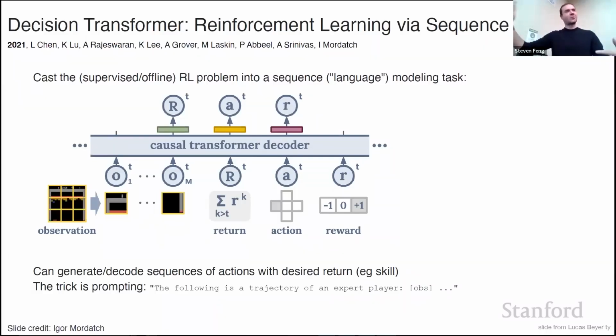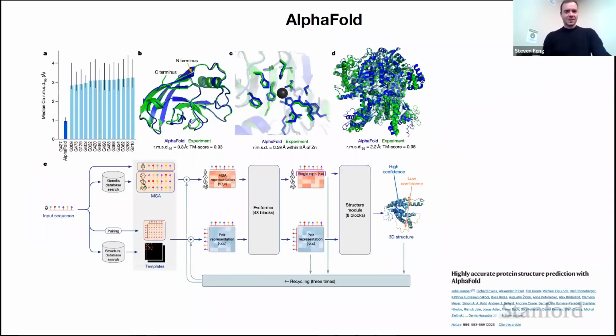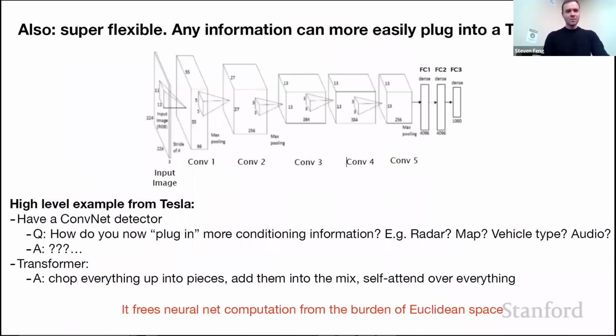And then you can use that for planning later. That works pretty well. Even things like AlphaFold. So we were briefly talking about molecules and how you can plug them in. So at the heart of AlphaFold computationally is also a transformer. One thing I wanted to also say about transformers is I find that they're super flexible, and I really enjoy that. I'll give you an example from Tesla.